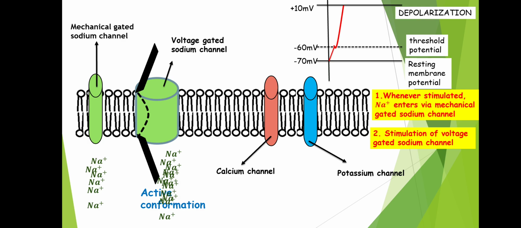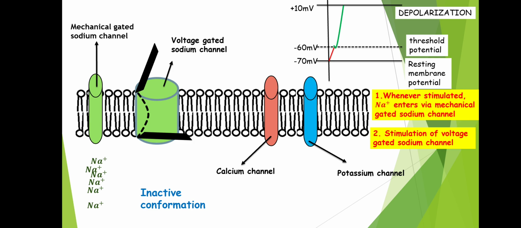And once depolarization has been attained, what will happen? Again there is a change in the polarity, isn't it? Because of depolarization, this voltage gated sodium channel will flip to the inactive conformation. Inactive conformation means activation gates are open but inactivation gates will be closed, and it will hinder the influx of sodium ions. Okay, so no more influx of sodium ions, so the potential will no more move to the more positive side.